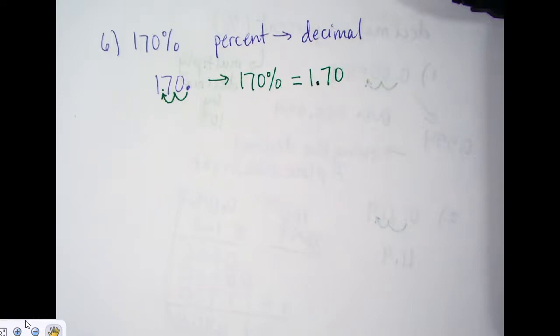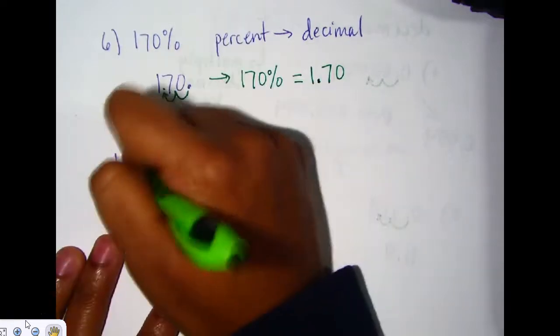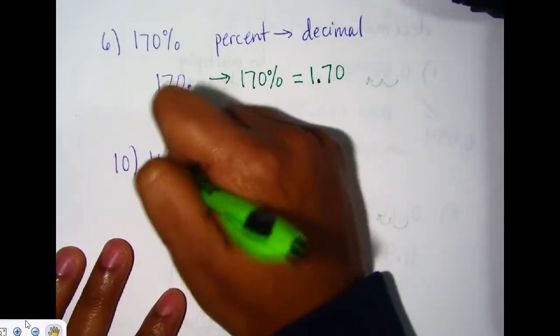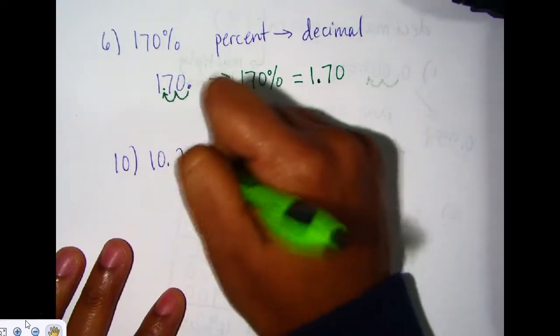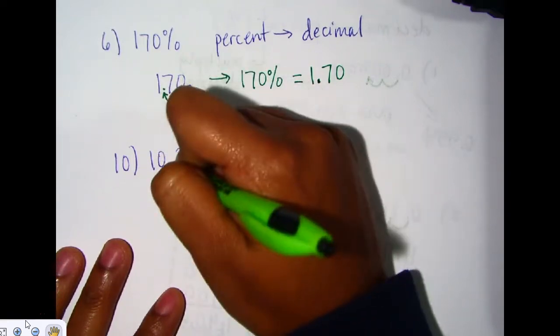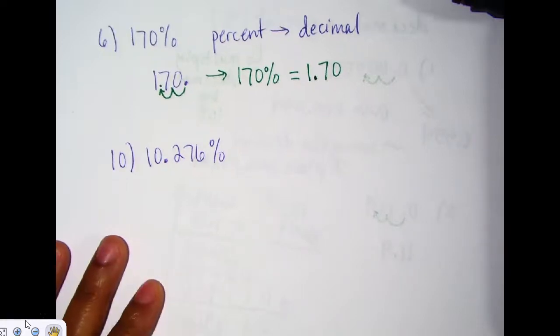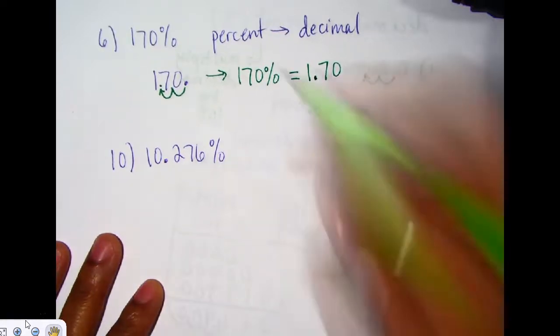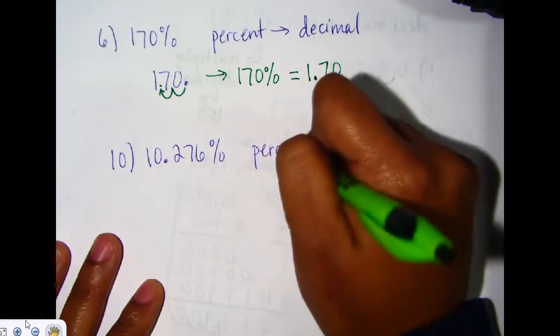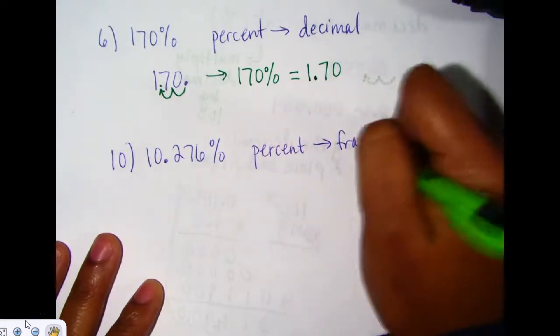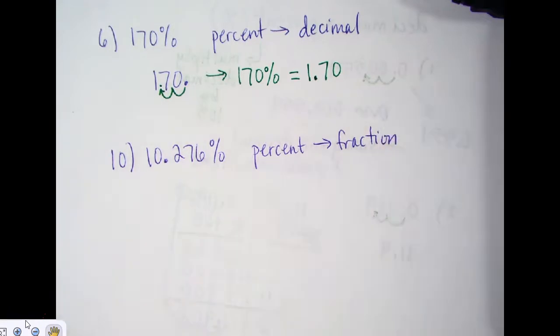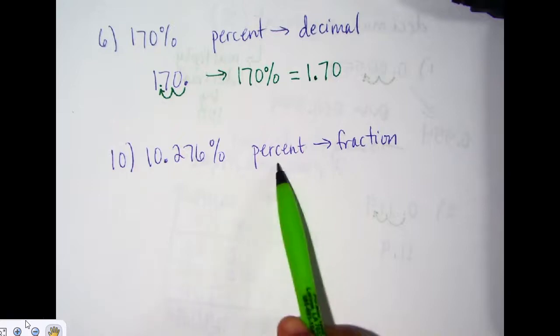So another question they asked, again, that was number 6. At the very bottom, it says, write each percent as a fraction or mixed number. So let's look at number 10. For number 10, we have 10.276%. And they want me to take this percent and change it into a fraction or mixed number. So we're doing percent to fraction.